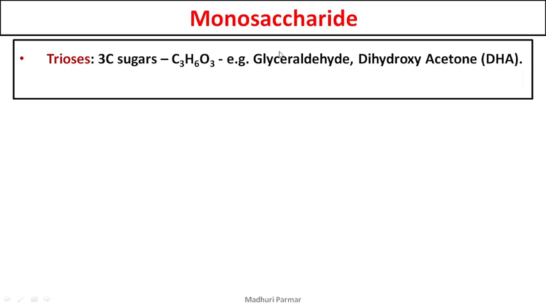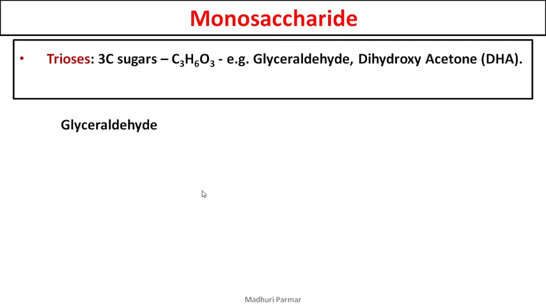Examples of trioses are glyceraldehyde and dihydroxyacetone. I know you would have heard of these terms. Glyceraldehyde 3-phosphate, dihydroxyacetone phosphate in glycolysis, like glucose metabolism. You might have heard of these terms. So let us see what these molecules actually are, or how they look.